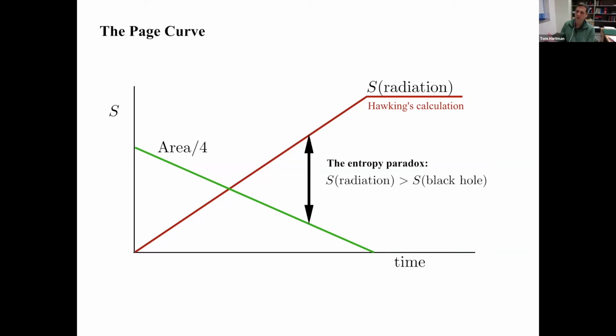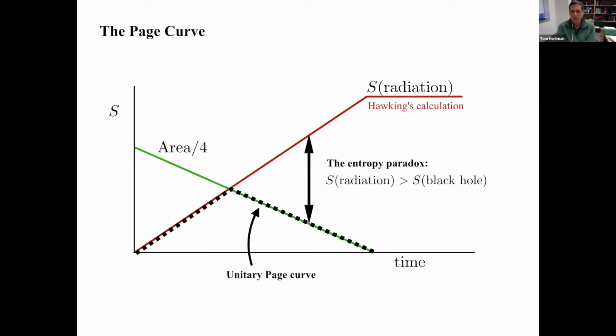But if the black hole only has a total amount of entropy A over 4, then that's the maximal entanglement that you can have with the black hole. So the total possible entanglement is the green line, whereas Hawking's calculation seems to show that you're entangled by an amount given by the red line. So when these two lines cross, that's when you have a problem. There's a contradiction between Hawking's calculation and this idea that black holes have entropy A over 4.